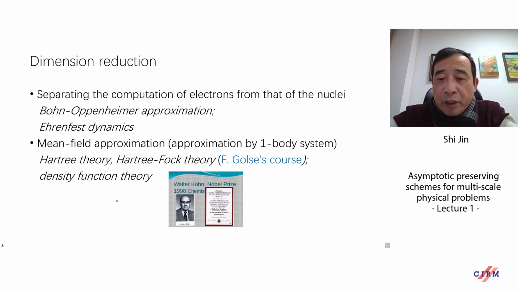So these are all kind of mean field approximation, where you approximate the n-body Schrodinger equation by some kind of one-body quantum system. And that is dimension 3 instead of dimension 3n, okay, when n is very large.